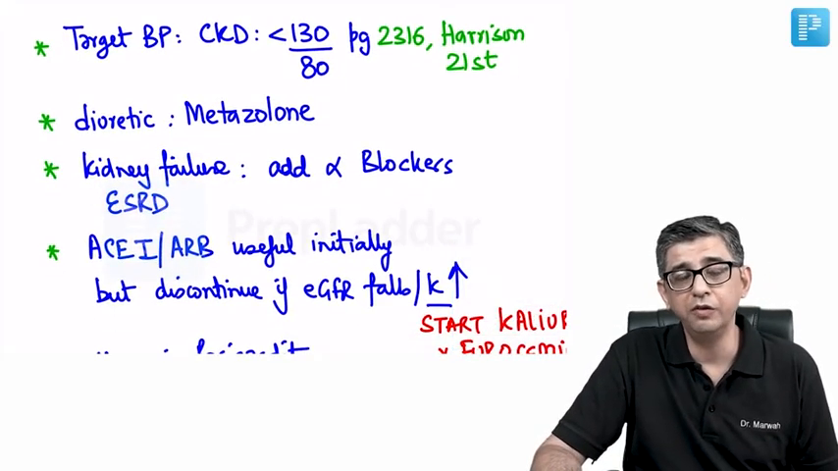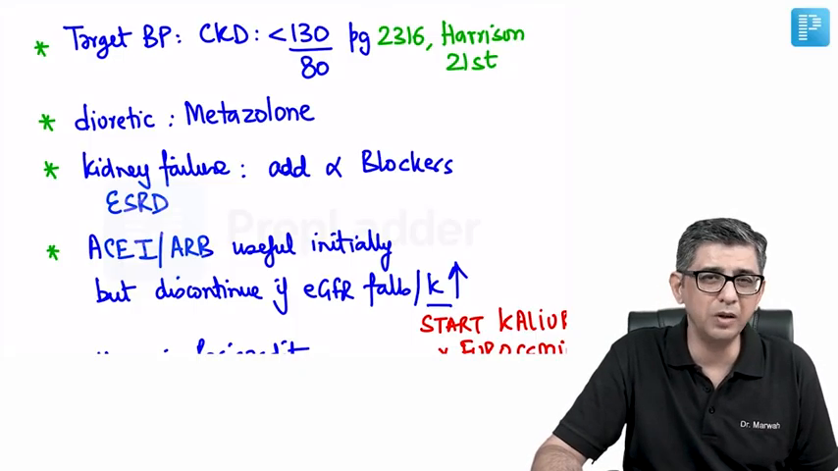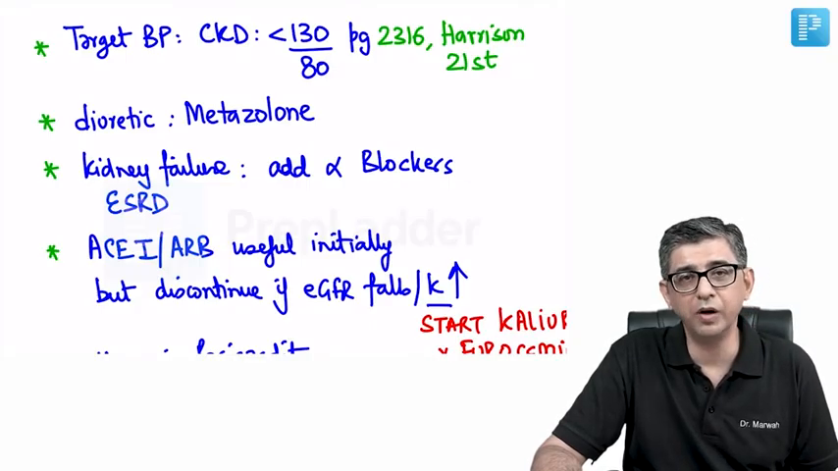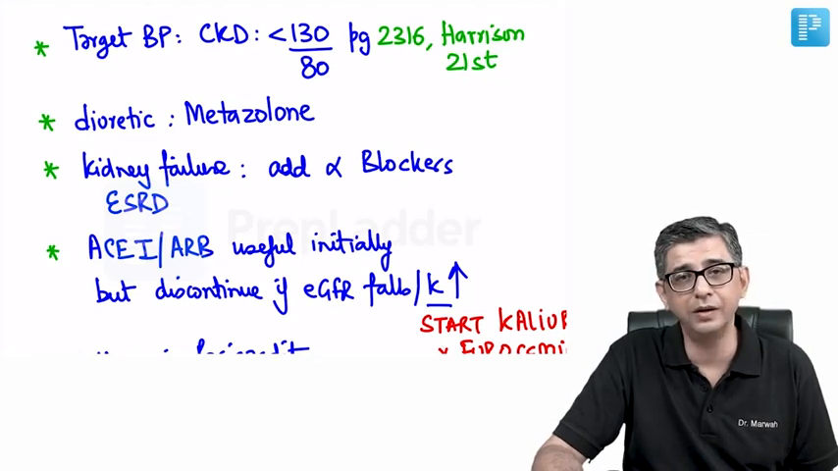I've given the 21st edition of Harrison. He says that the target BP should be less than 130 by 80 millimeter of mercury. I've been saying this even in the previous version of the app also. But you see, some European guidelines are mentioning 140. Some guidelines are even mentioning 120 by 80. This is what Harrison says. So I think this is what is recommended for the exam.